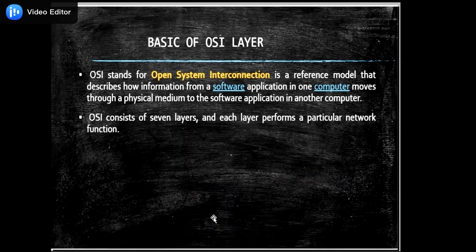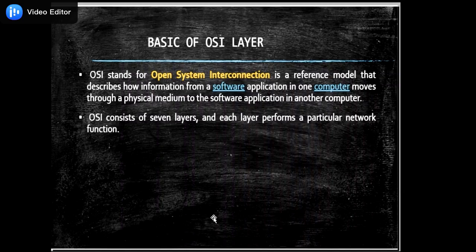Basics of the OSI layer. OSI stands for Open System Interconnection. It is a reference model that describes how information from a software application in one computer moves through the physical medium to the software application in another computer. OSI consists of 7 layers, and each layer performs a particular network function, a particular task.